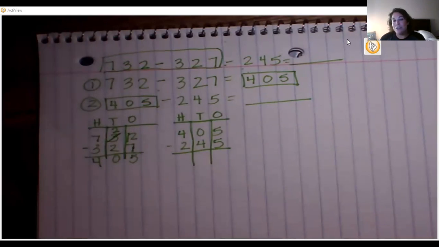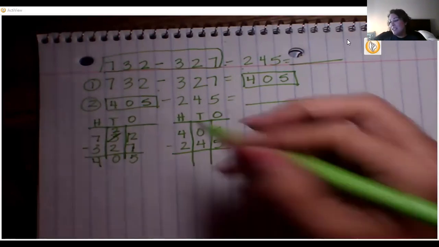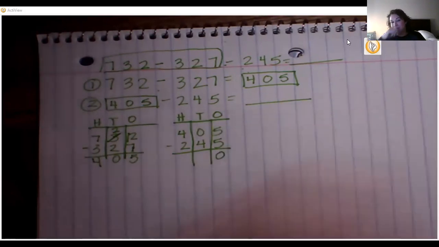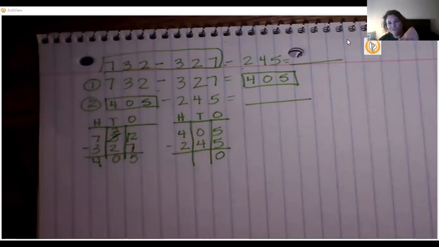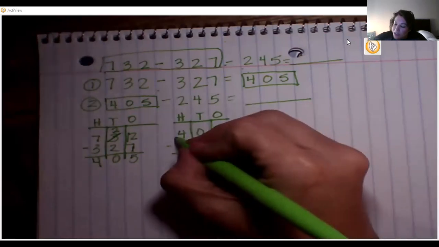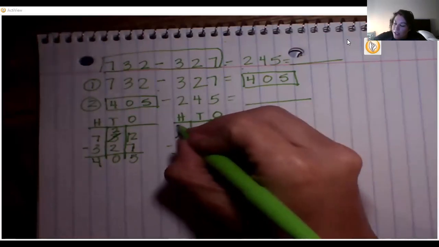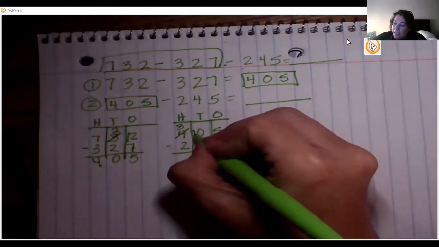Okay, so let's start in the ones place. If I have 5, can I take 5 away? Yep, but there's nothing left, so I'll show that with a 0. To the tens place. If I have 0, can I take 4 away? There is nothing there, so I have to do some regrouping here. Go to the hundreds, take 1, add 10.